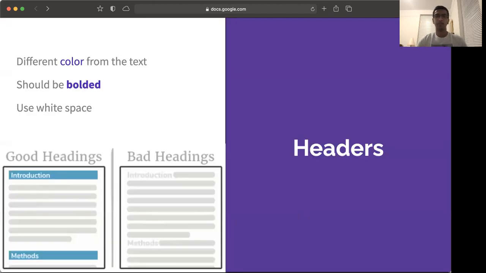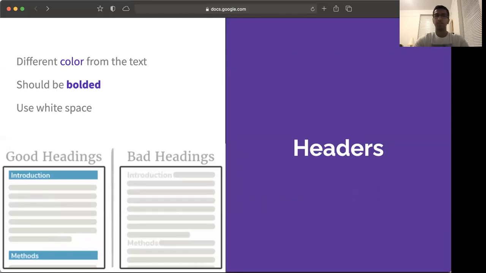So headers specifically, these introduce your text, so you want them to stand out. So you can do this by making them a different color, and you can also bold them if you'd like. And you should use white space here. As you can see on the bad headings, the word introduction seems to be the same color and it's in line with the body text. And this makes it hard for someone who's standing a couple feet away from your poster or just walking by to find where your sections are.